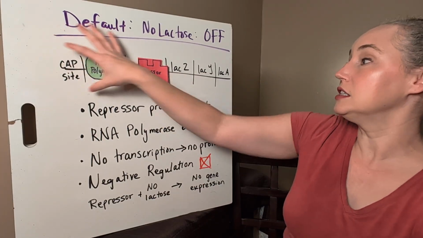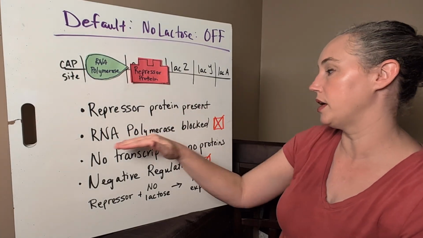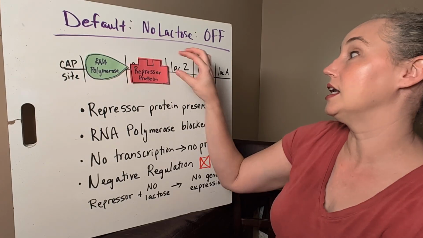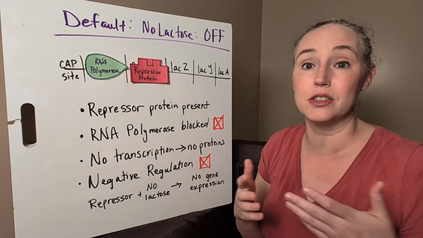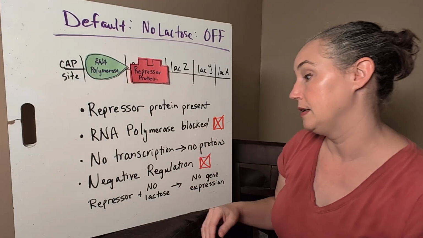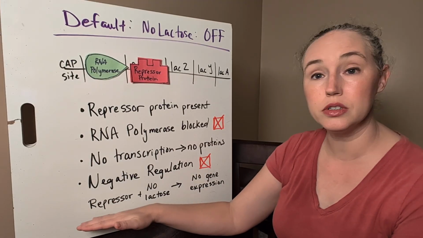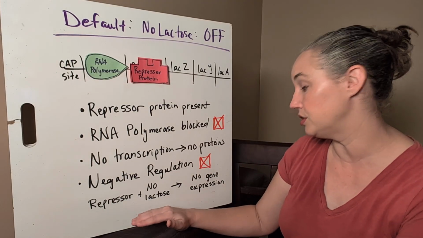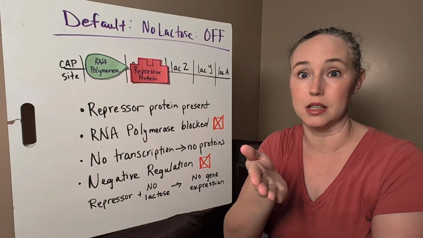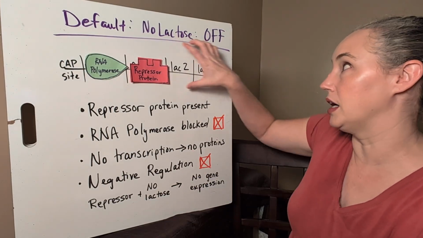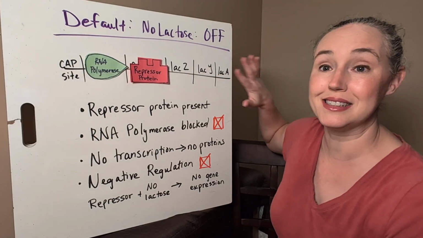So this is what it looks like if it's off, right? The repressor protein is present, RNA polymerase is blocked, so it cannot transcribe the structural genes. And if it can't transcribe the structural genes, lactose cannot be broken down. This is called negative regulation. This is when we have a repressor blocking, and without lactose, you're going to get no gene expression. Remember, another word for gene expression is protein synthesis. So the proteins that these genes code for are not going to get made. This is the default.